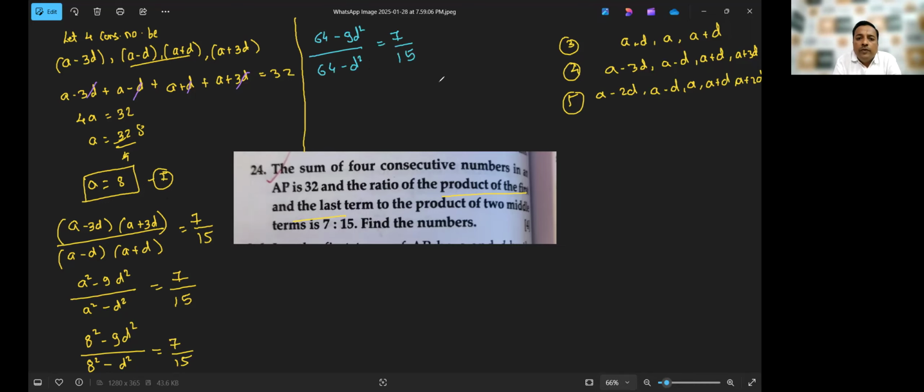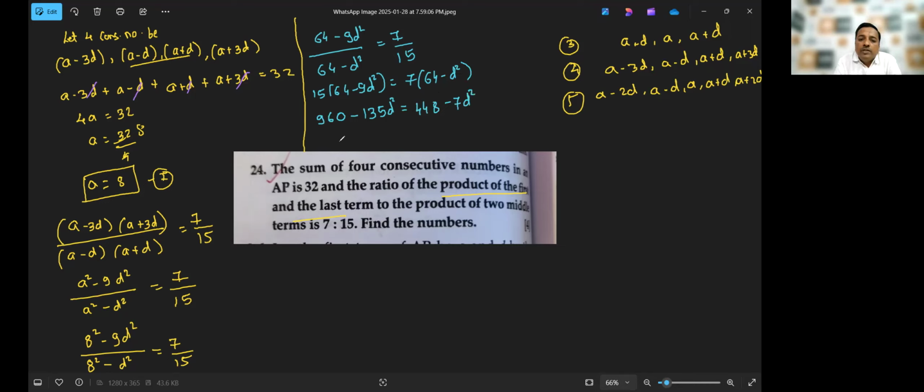Now क्या करना है हमें? We can do cross multiplication. So 15, 64 minus 9d square, and this is 7, 64 minus d square. Now multiply: 15 4s are 60, 6 carry. 15 6s are 90, 90 and 6, 960. Minus 15 9s are 135 d square is equal to 7 4s are 28, 2 carry, 7 6s are 42 and 2, 448 minus 7d square.